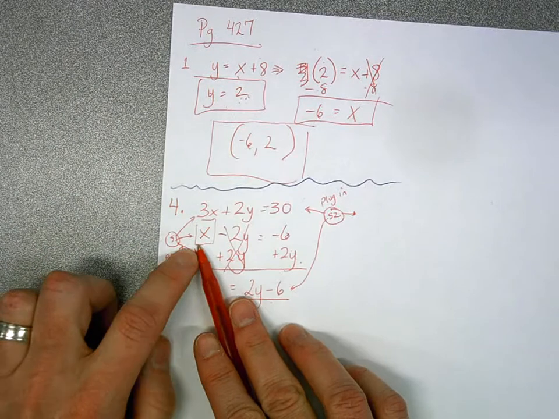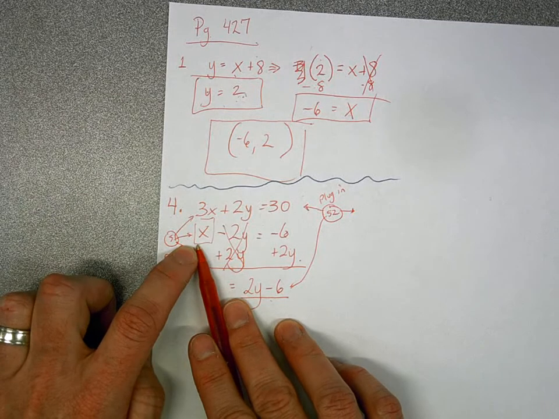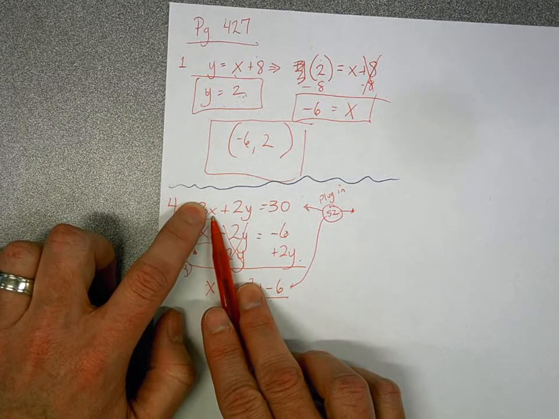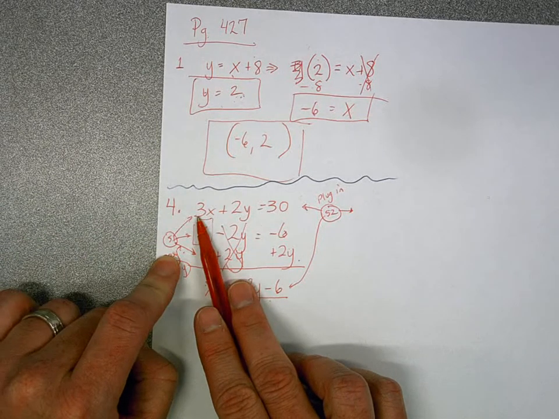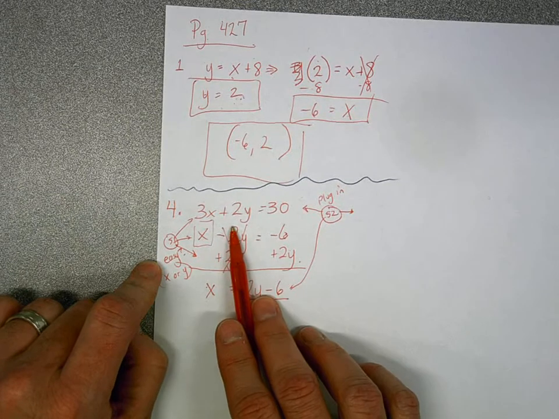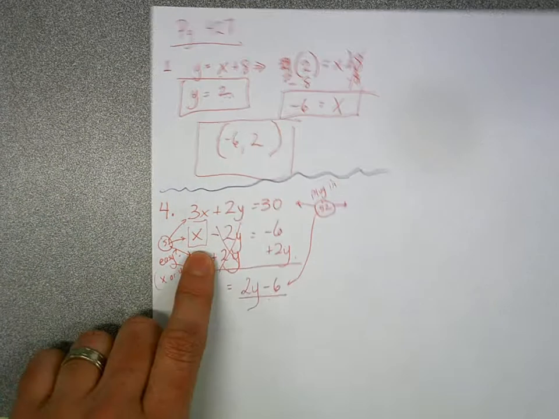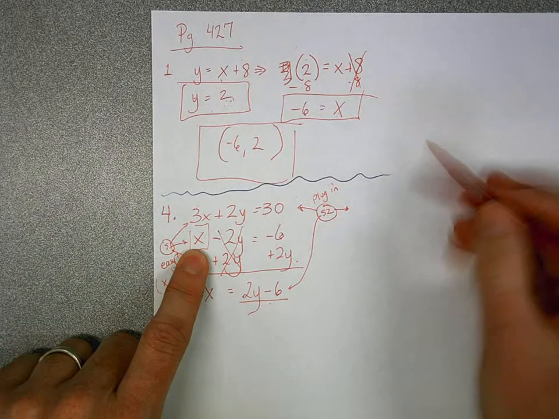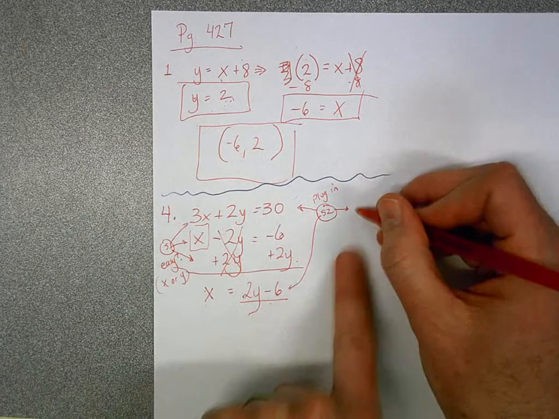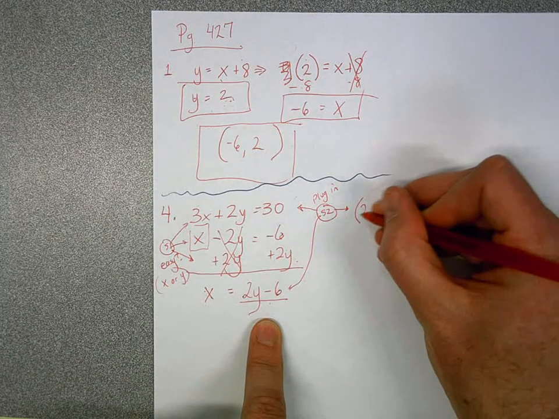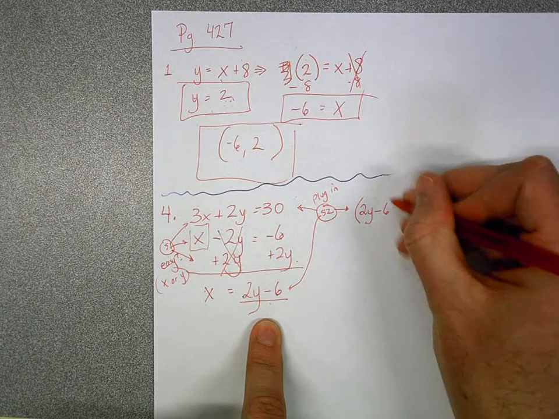Well, if I plug it in here, that might be the easiest, because I'm going to have distributive property. I'm going to have to multiply all of it with 3. That doesn't matter which one I do. Again, try to keep it easy. It doesn't mean that in the end it will be the easiest, but I'm just trying to think ahead. So I'm going to take the x here, and I'm going to instead write 2y minus 6 in for x.